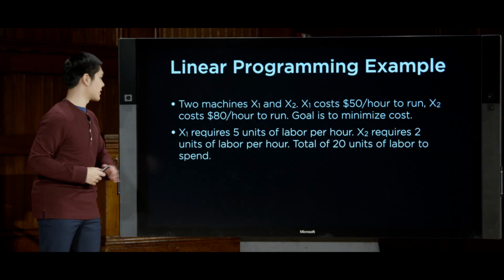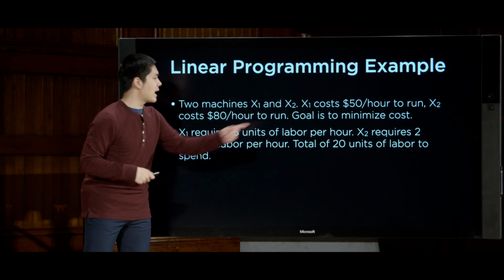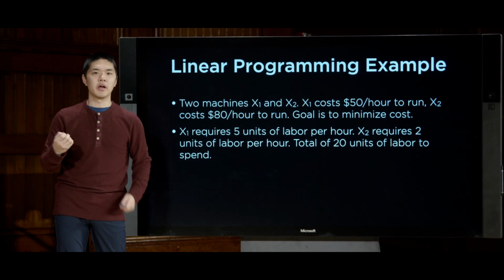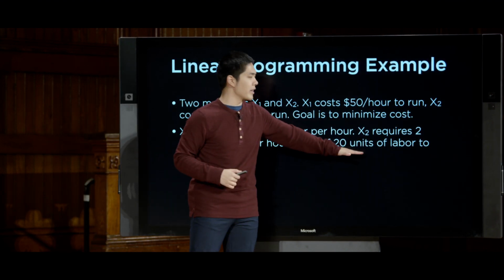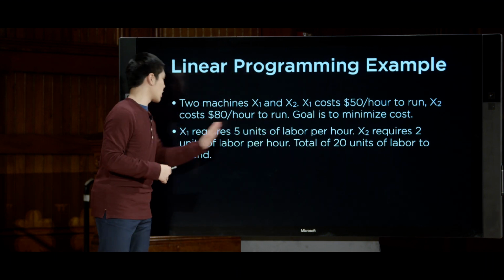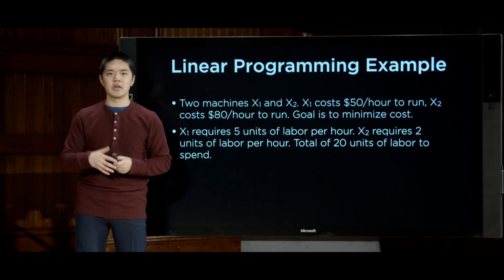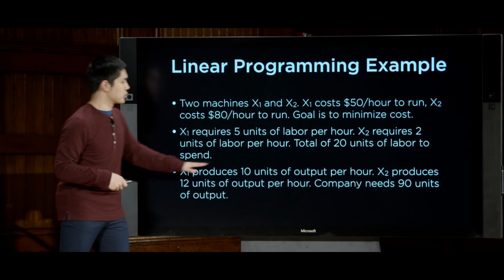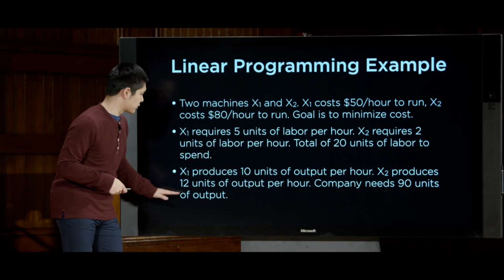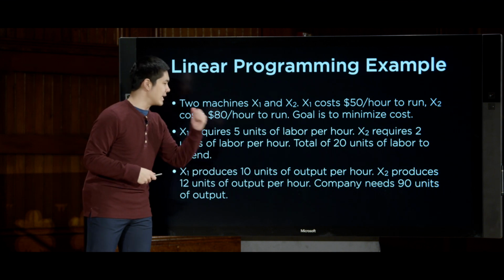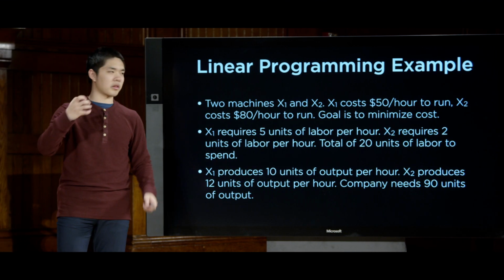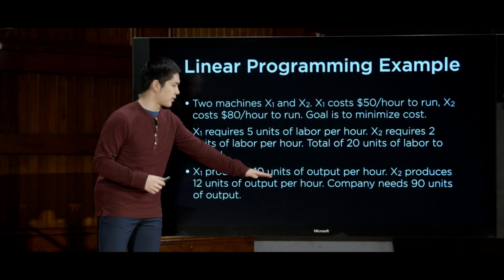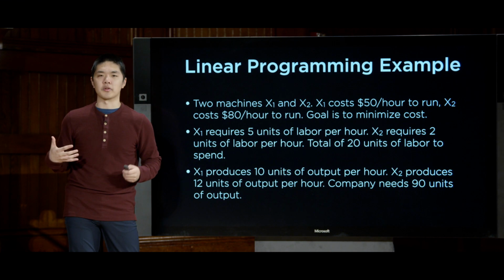There might be a labor constraint, that x1 requires 5 units of labor per hour, x2 requires 2 units of labor per hour, and we have a total of 20 units of labor that we have to spend. So this is a constraint. We have no more than 20 units of labor that we can spend, and we can spend it across x1 and x2, each of which requires a different amount of labor. And we might also have a constraint like this that tells us x1 is going to produce 10 units of output per hour, x2 is going to produce 12 units of output per hour, and the company needs 90 units of output. So we have some goal, something we need to achieve. We need to achieve 90 units of output, but there are some constraints that x1 can only produce 10 units of output per hour, x2 produces 12 units of output per hour.